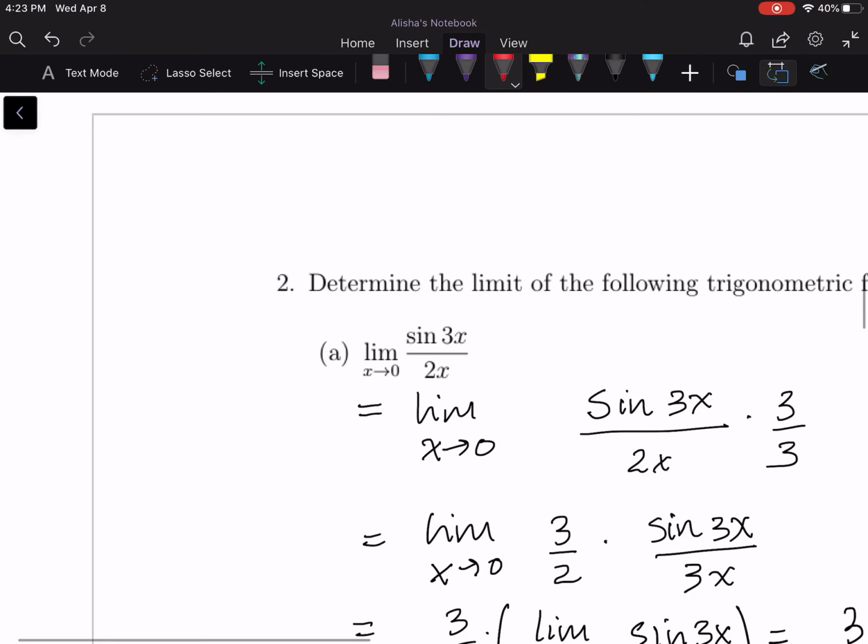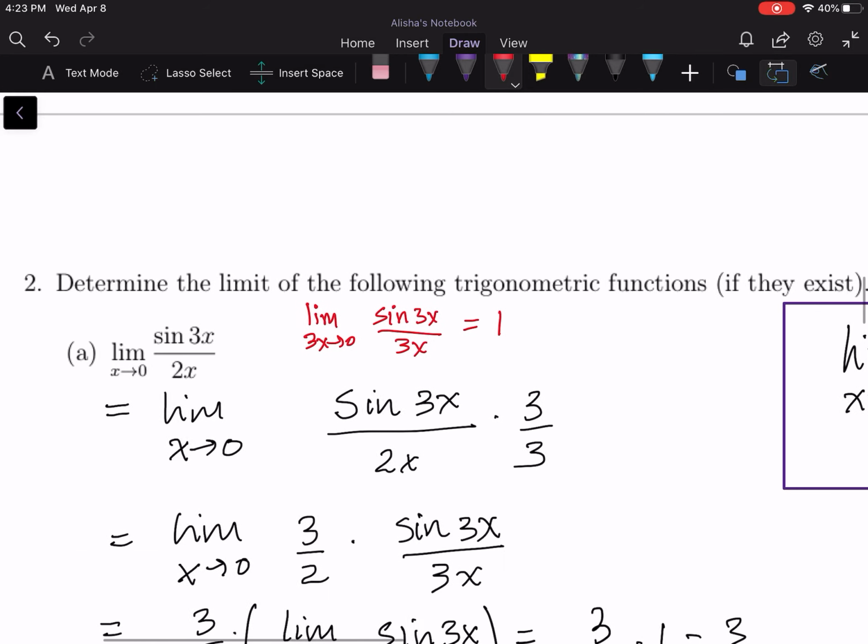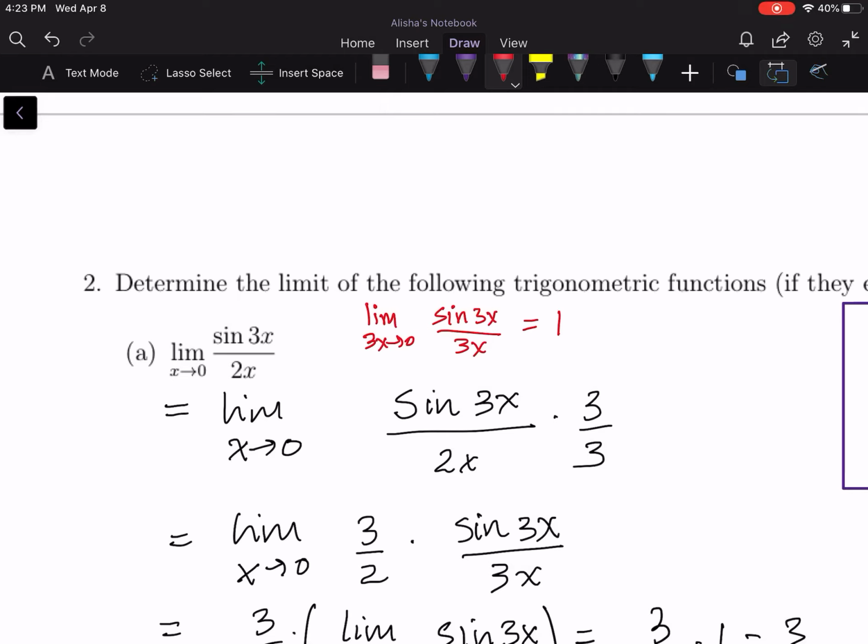So looking at part A, we have sine 3x over 2x, and we have the limit as x goes to 0. Now, my goal is to rework this so that eventually I'm looking at the limit as 3x goes to 0 of sine 3x over 3x. Because we know that this limit is going to be 1, and it simply follows from this fact. Okay, so my goal is to rework this so that finally I'm looking at an expression like this one.